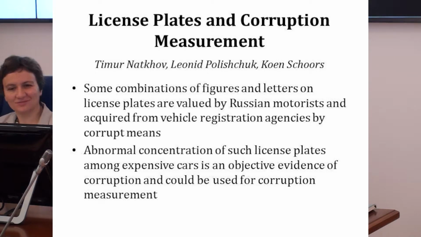License plates and corruption measurement. Now, as all Russians know, some combinations of numbers and letters are preferred by Russian motorists for unknown reasons. The official procedure of allocating license plates is that you get these plates in a certain order, which is just random, I would say. And therefore, you would not see any correlations between, say, type of automobile and the allocation of license plates. In fact, we do observe such correlation. We observe that what is known as nice license plates, красивые номера, in Russia are much more often found among expensive automobiles, which is certainly evidence of corruption.